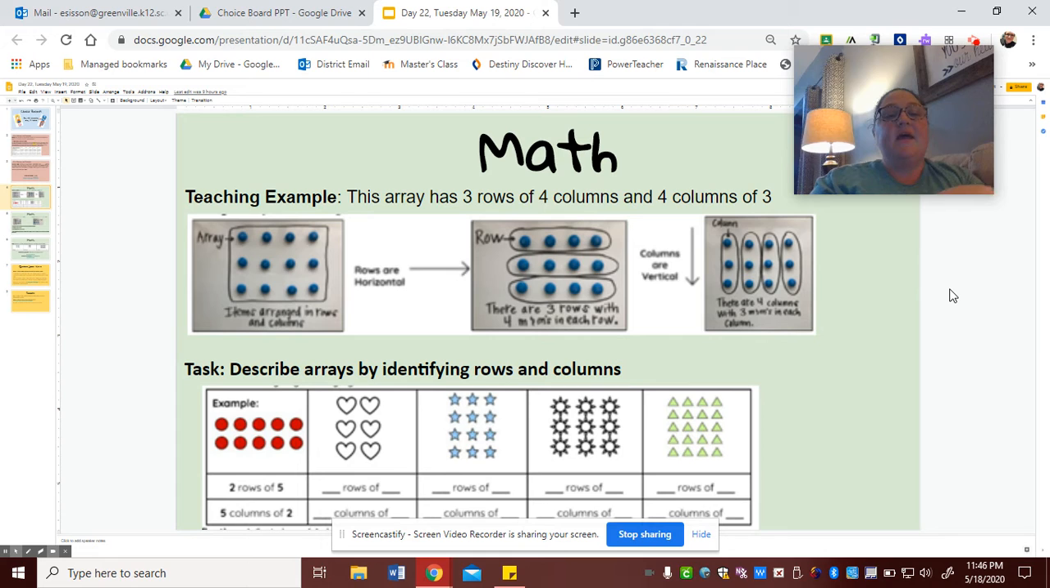So you're going to say, like for the red dots, there are 2 rows. Rows go sideways of 5. Each row has 5 in it. There are 5 columns. Columns go up and down of 2 dots. Okay, so look at the hearts. How many rows going sideways are there and how many are in each row? Then how many columns are there and how many are in each column? Okay, do the same thing for the stars, the little flowers, and then the triangles. And we are going to go over this in our Google Meet if it is a little bit too much for today. Okay, just try your best.